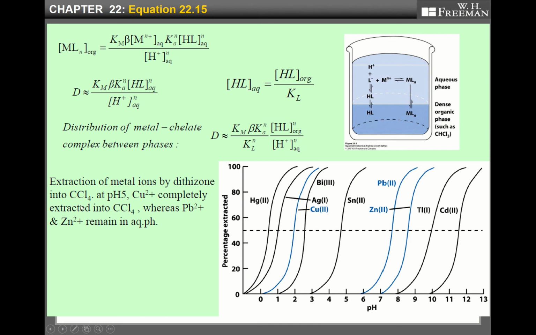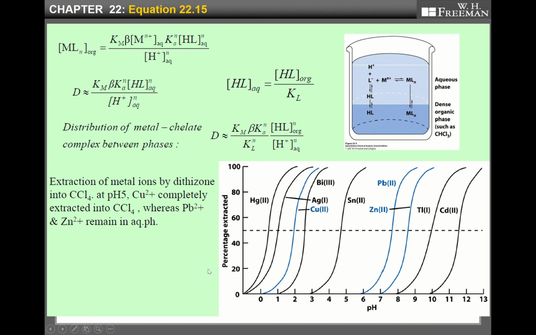This figure shows the extraction of metal ions by dithizone into CCl4, carbon tetrachloride, which is also a very heavy solvent. At pH 5, copper ion is completely extracted into CCl4, whereas lead ion and zinc ion remain in the aqueous phase. How do we read this figure? The x-axis is pH, and the y-axis is percent extracted.